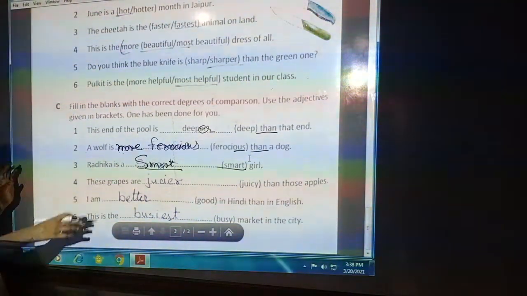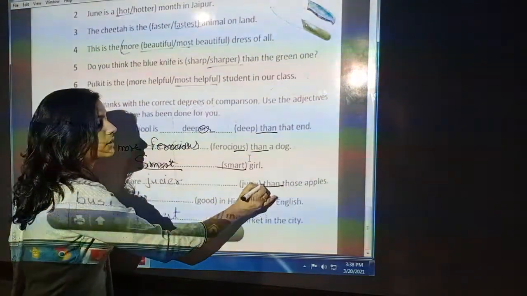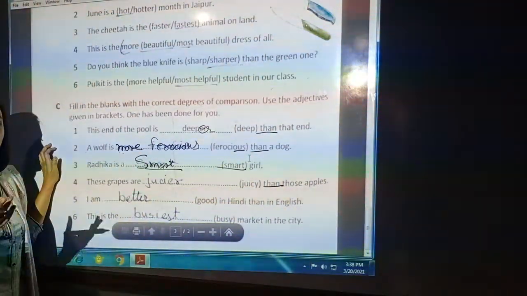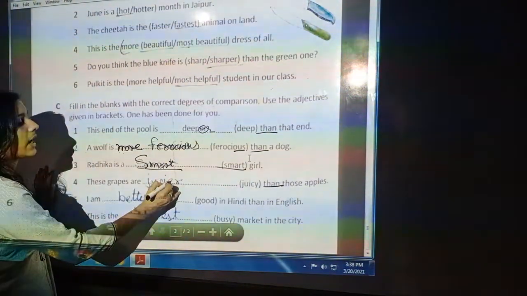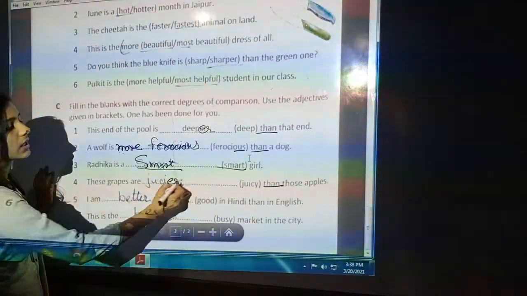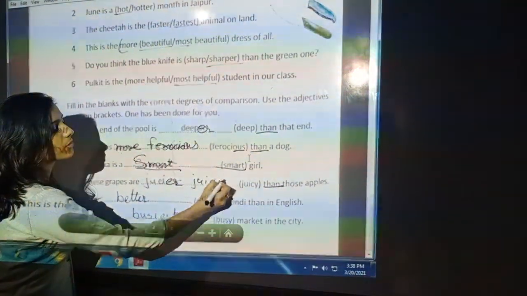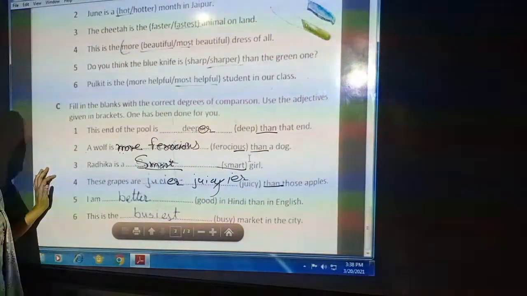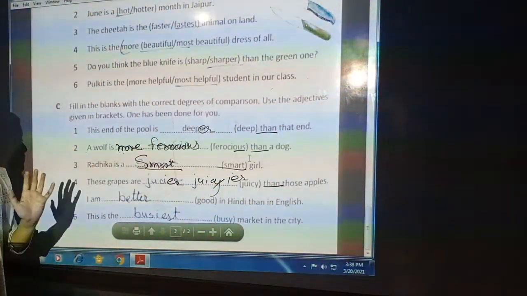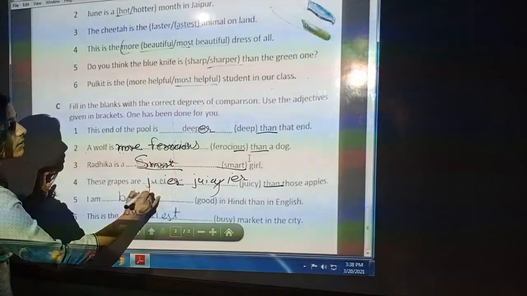Next, these grapes are dash than those apples. "Than" is used, that means it is comparative degree. In comparative degree, "er" will be added. As you can see, the word "juicy" is given. So in that, Y will be replaced with I, and to convert it into comparative degree, we will add "er", I-E-R. So it will become juicier.